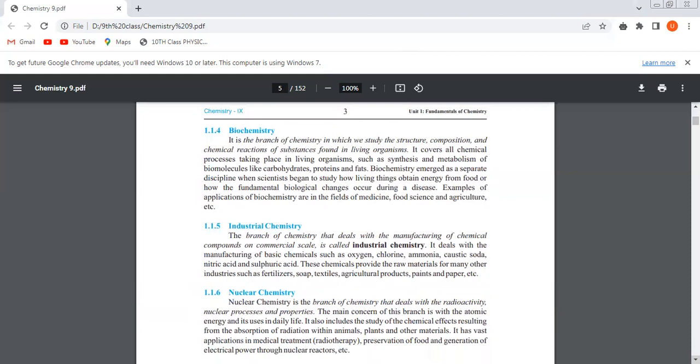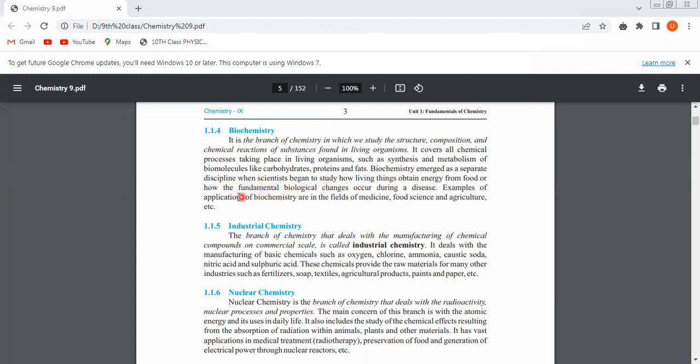Biochemistry. It is a branch of chemistry in which we study the structure, composition, and chemical reactions of substances found in living organisms. It covers all chemical processes taking place in living organisms, such as synthesis and metabolism of biomolecules like carbohydrates, proteins, and fats.